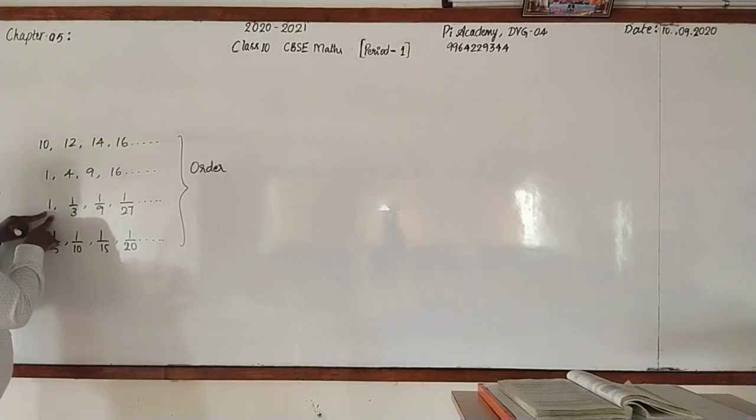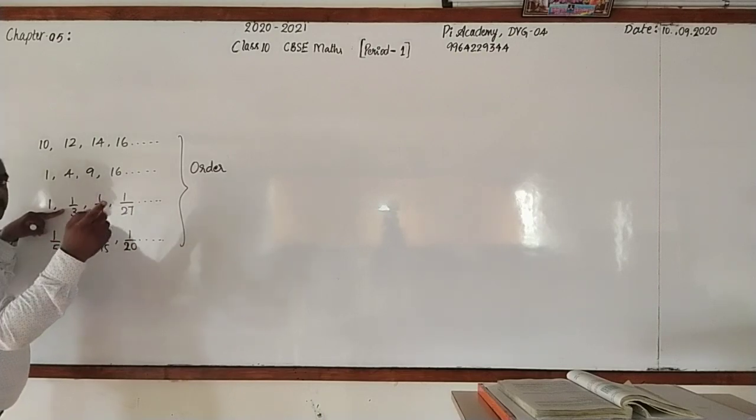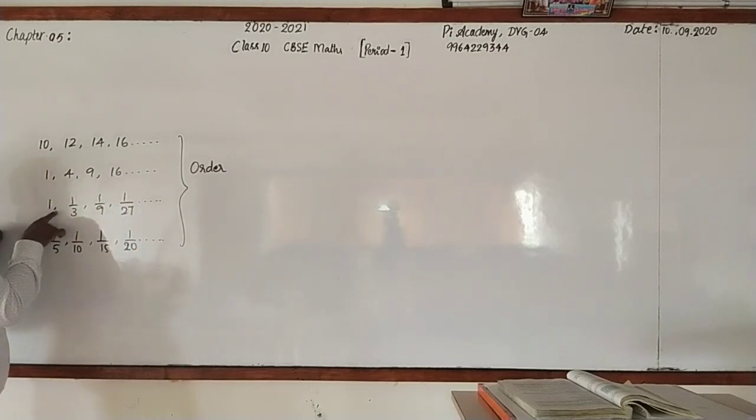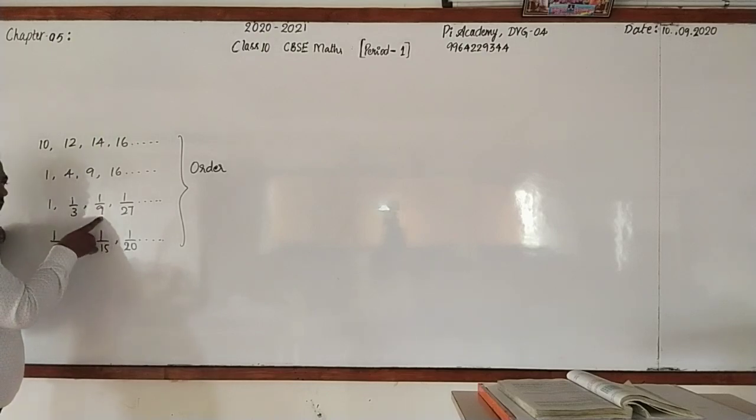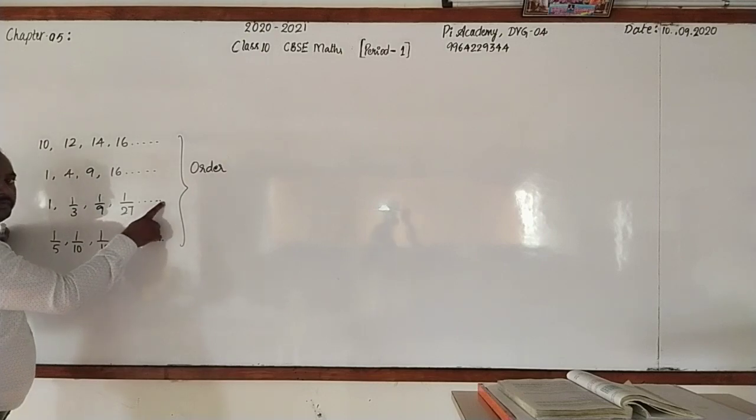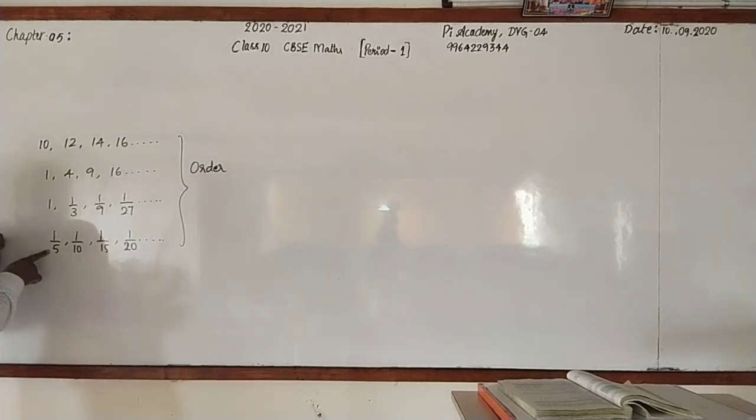In the third one, yes, again your guessing is right. We have written 1, then we have divided by 3 successively. See that on dividing 1 by 3 you will get 1 by 3. Divide 1 by 3 by 3, you will get 1 by 9. Divide 1 by 9 by 3, you will get 1 by 27. And observe it. In this case, what is it?